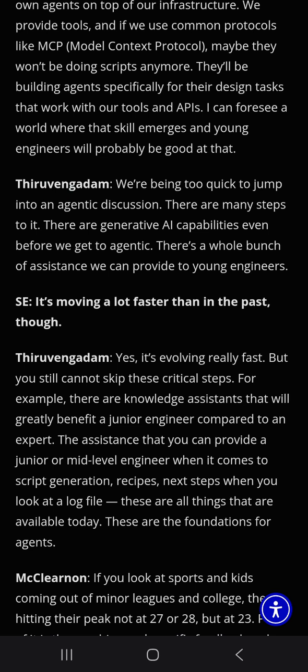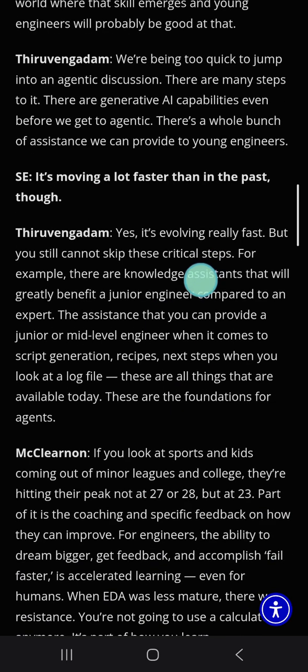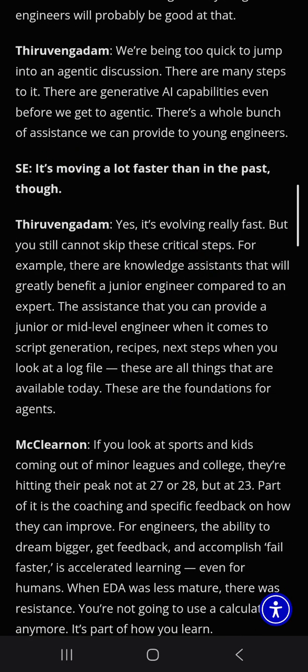Tiruvegadam: We are being too quick to jump into an agentic discussion. There are many steps to it. There are generative AI capabilities even before we get to agents. There's a whole bunch of assistance we can provide to young engineers. Essay: It's moving a lot faster than in the past, though.